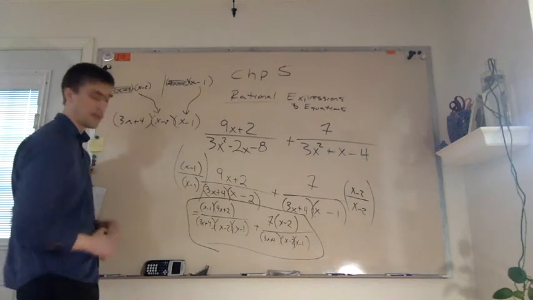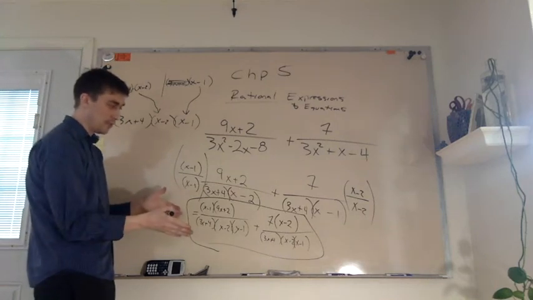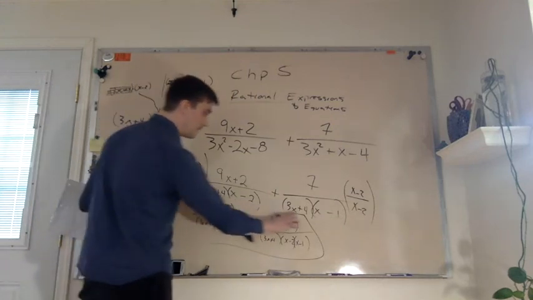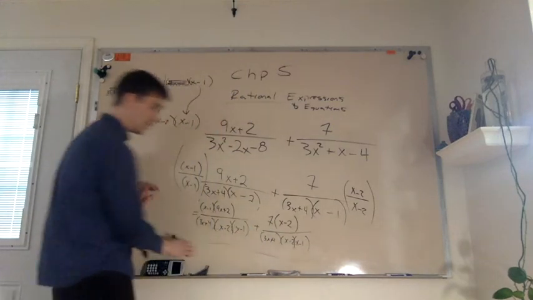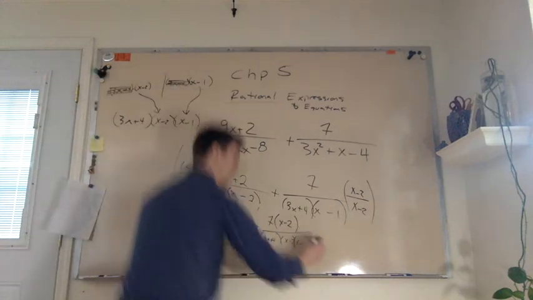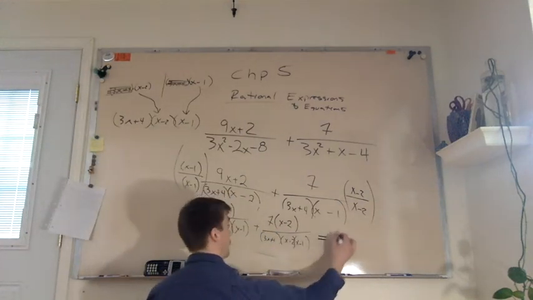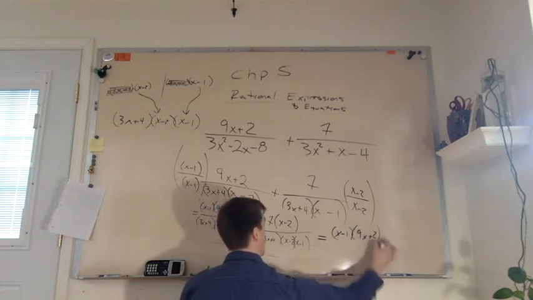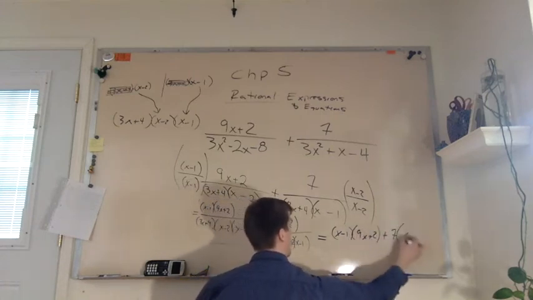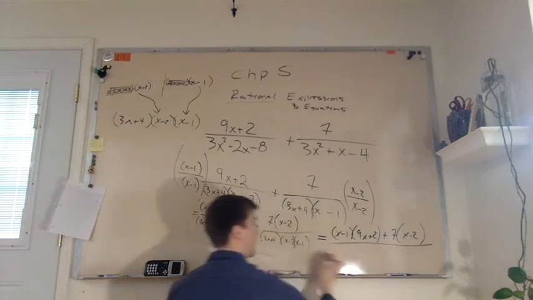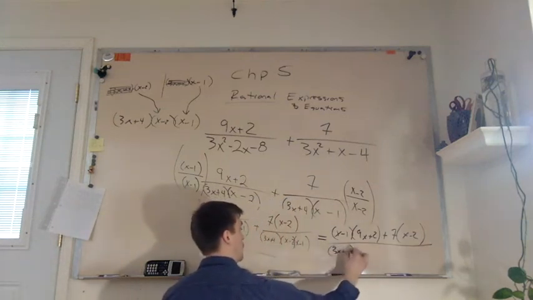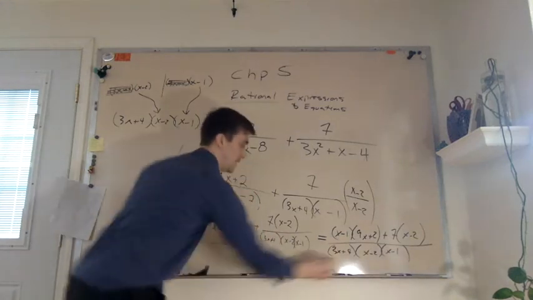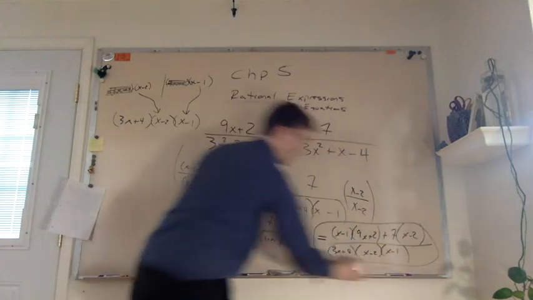Oh, look, sorry. Now you have to actually do the addition. Unbox this. Now you have to add just the tops. Right, so it ends up looking like this. x minus 1 multiplied by 9x plus 2 plus 7 times x minus 2 all over the common denominator, which is 3x plus 4 times x minus 2 times x minus 1. Technically, this is the answer.